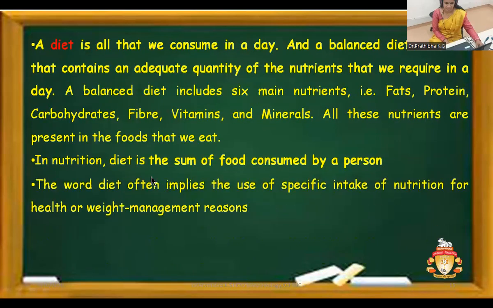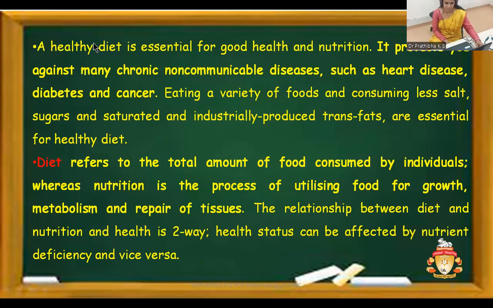In nutrition, diet is the sum of food consumed by a person. In short, you can write the definition or meaning of diet: diet is the sum of food consumed by a person. The word diet often implies the use of specific intake of nutrition for health or weight management reasons. A healthy diet is essential for good health and nutrition. It protects you against many chronic non-communicable diseases such as heart disease, diabetes, and cancer.